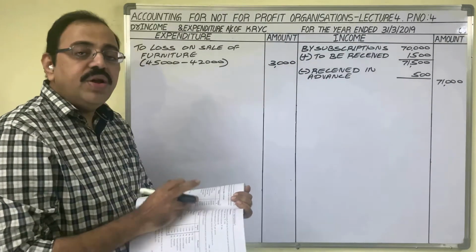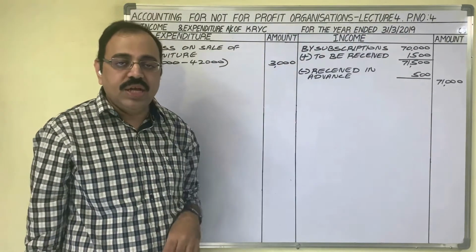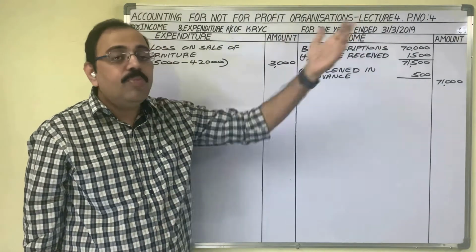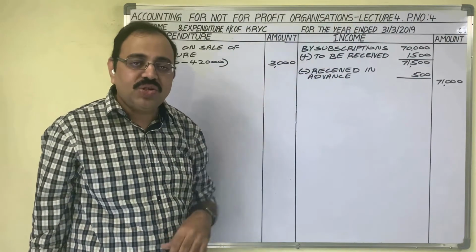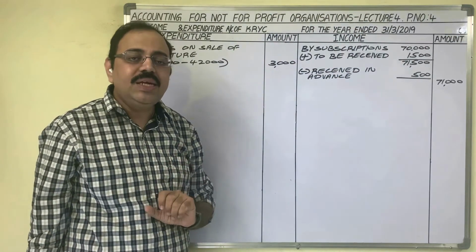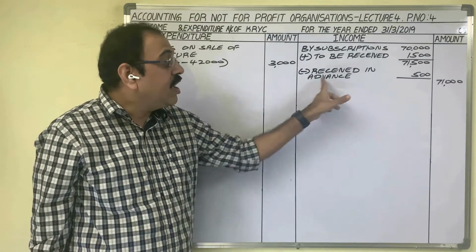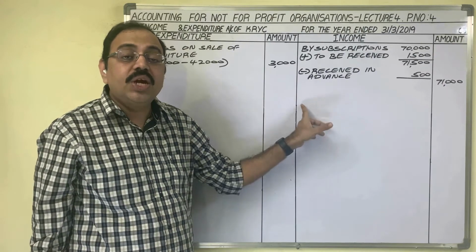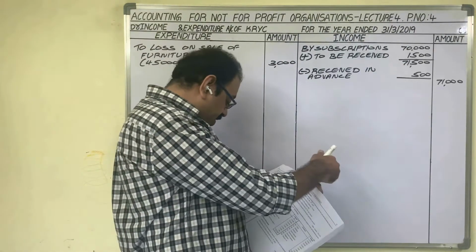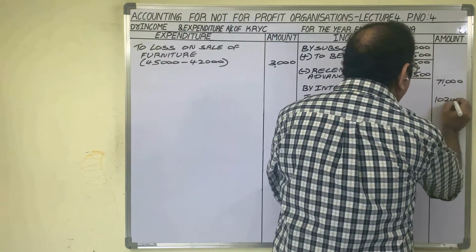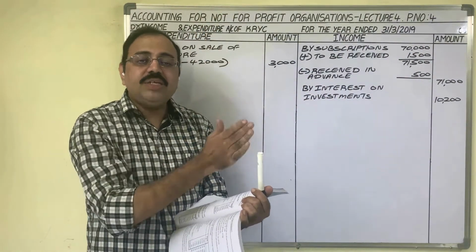Next, interest on investments. We invested some amount in outside securities, maybe government bonds, company debentures. So regularly we get interest on that. So it is one receipt, and as regularly that income comes to us, it is a revenue receipt. So credit side of income and expenditure account it appears. By interest on investments, 10,200 rupees. Now receipt side completed, debit side completed.